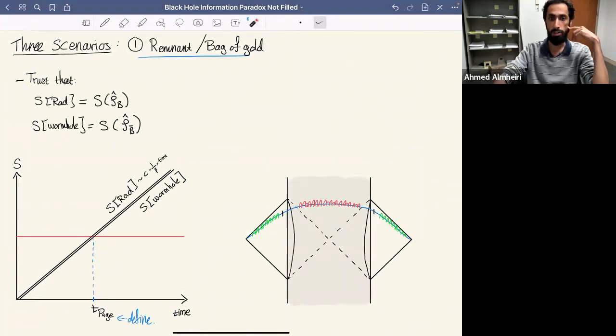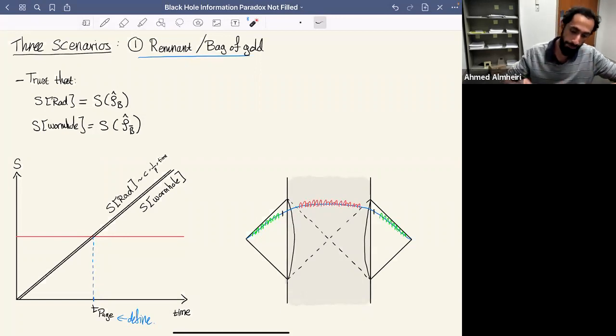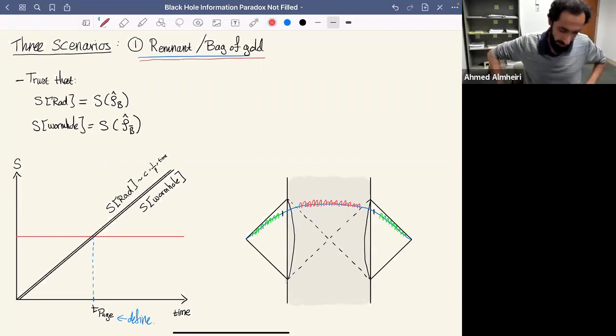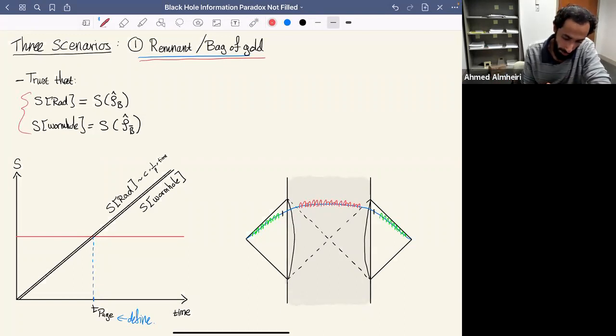So I'm going to consider three scenarios of increasing level of wishful thinking. And I'll describe the pros and cons of each. And the first scenario to take is the result that we got at face value. This scenario is often described as saying that you have a remnant or a bag of gold. The idea is that you simply trust these results that we got, and I'm going to use the convention of calling B just rad and B bar the wormhole.